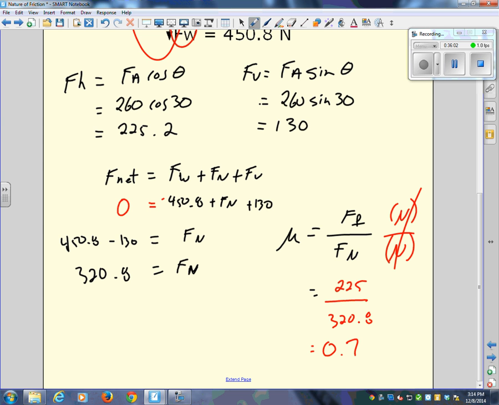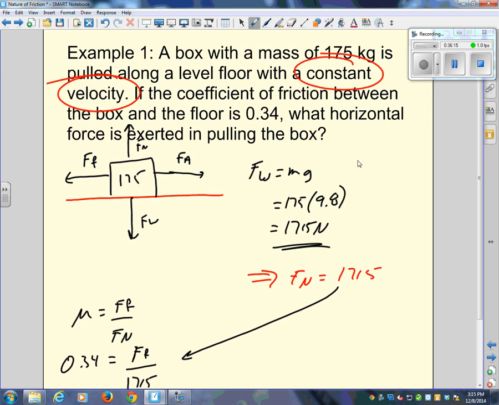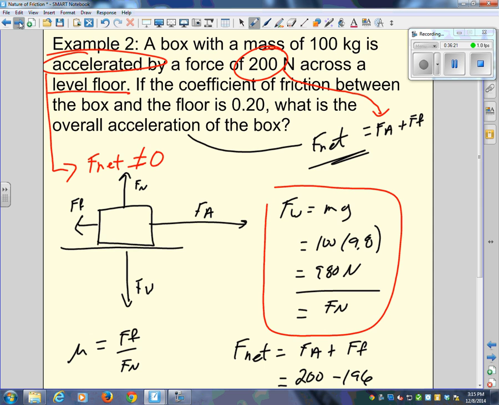Now, some of you may have noticed, this is 0.7. That's a small number. The previous one, what was the coefficient of friction? 0.2. That's a small number. The previous one, the coefficient of friction is 0.34. Again, less than 1. So if you have a big number, you're doing something wrong? Generally speaking, frictional coefficients are less than 1.